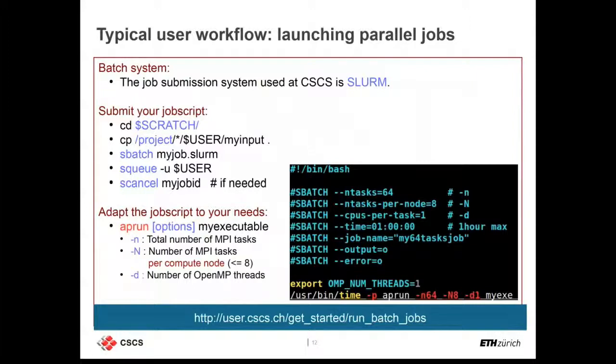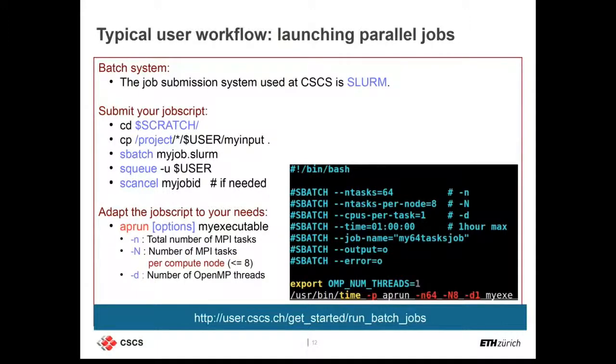In that case, I am trying to run an MPI only job, so I want to run 64 MPI tasks, and since I want to run on Daint, I have only 8 cores per compute node, so I'm setting ntasks-per-node equals 8. I don't want to use OpenMP threads, so I'm setting cpus-per-task equals 1, and this is the same for the variable OMP_NUM_THREADS. I want to run my job for 1 hour.